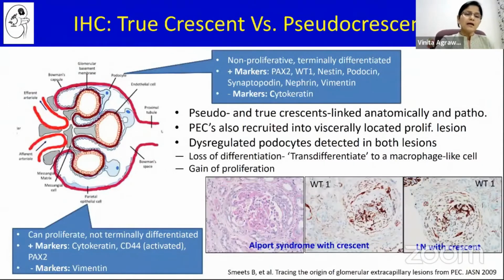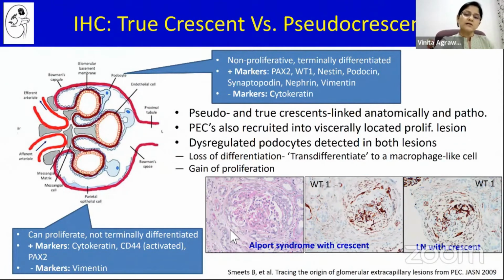diagnosis. Coming on to the traditional historic description of crescents and pseudocrescents, where we have talked about that the pseudocrescents are formed by the proliferation of visceral epithelial cells. The immunohistochemical stains have now shown that pseudocrescents and true crescents are linked anatomically and pathogenetically. The pseudocrescents are formed by the proliferation of dysregulated podocytes, and these are detected in both lesions, both in crescents and in pseudocrescents. And moreover, the parietal epithelial cell proliferation is also seen in the visceral epithelial cell location of the pseudocrescents. So that is how immunohistochemistry has helped in understanding these lesions.